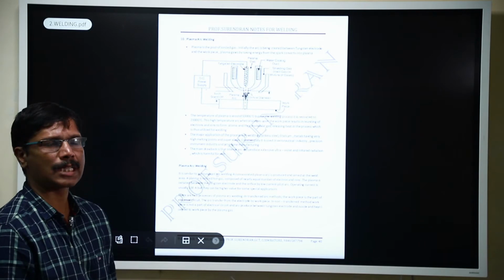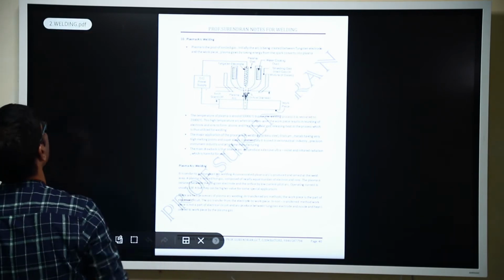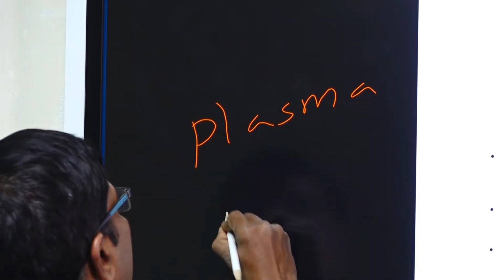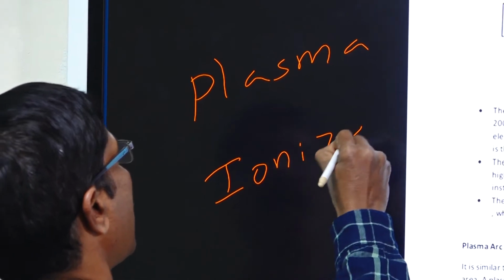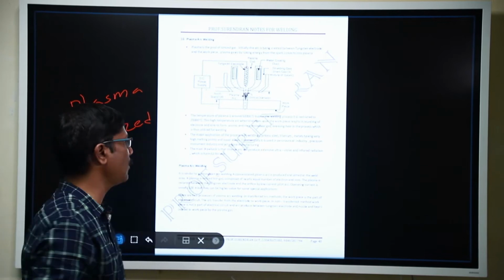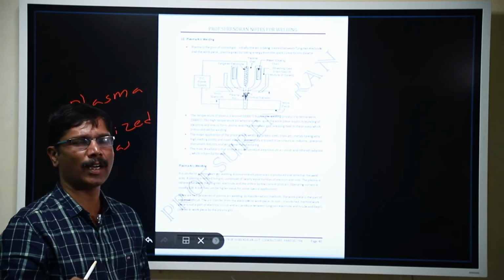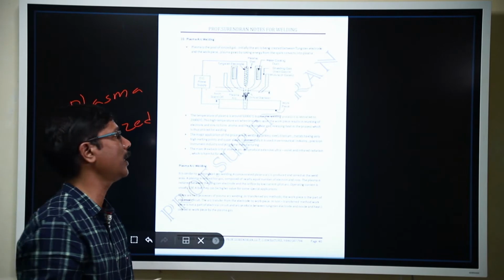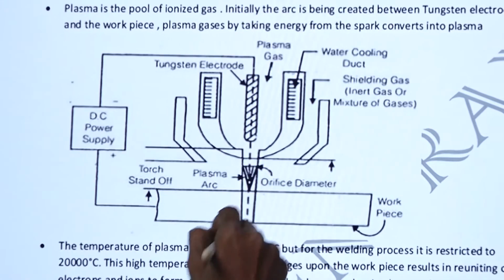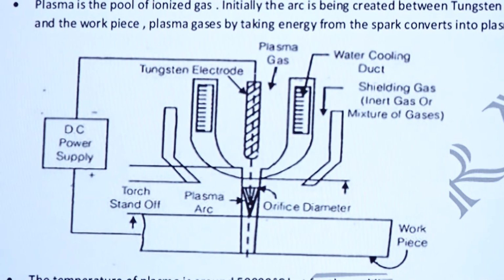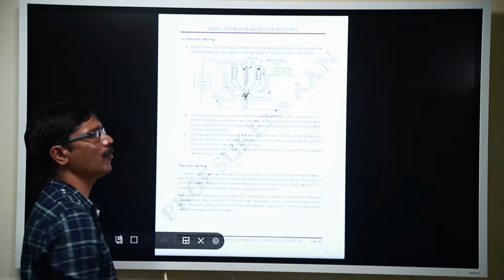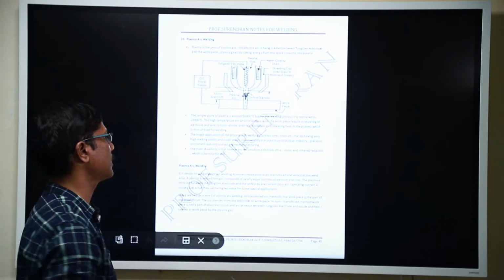Next we are going to see plasma arc welding. Plasma is nothing but ionized gas. With the help of ionized gas, the welding can be achieved. It is of two types: transferred arc welding and non-transferred arc welding. Transferred arc welding means we have to transfer the arc from the upper chamber to the lower chamber. In non-transferred arc welding, it cannot be transferred. It produces a temperature of 33,000 degrees Celsius.